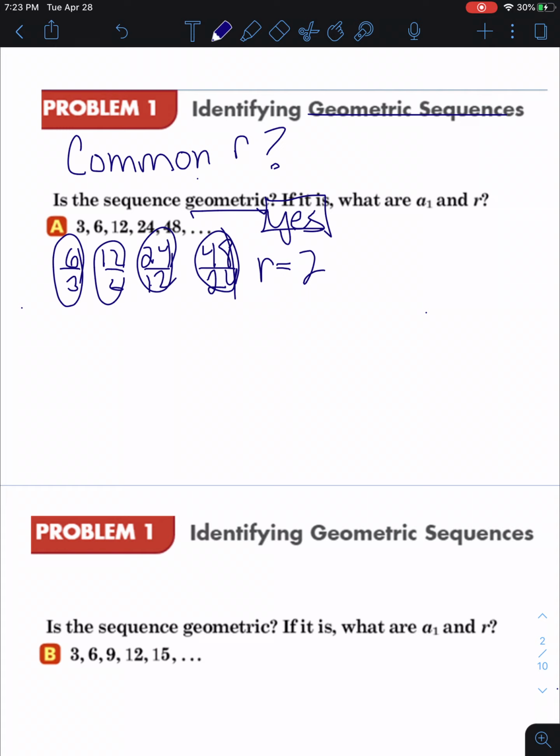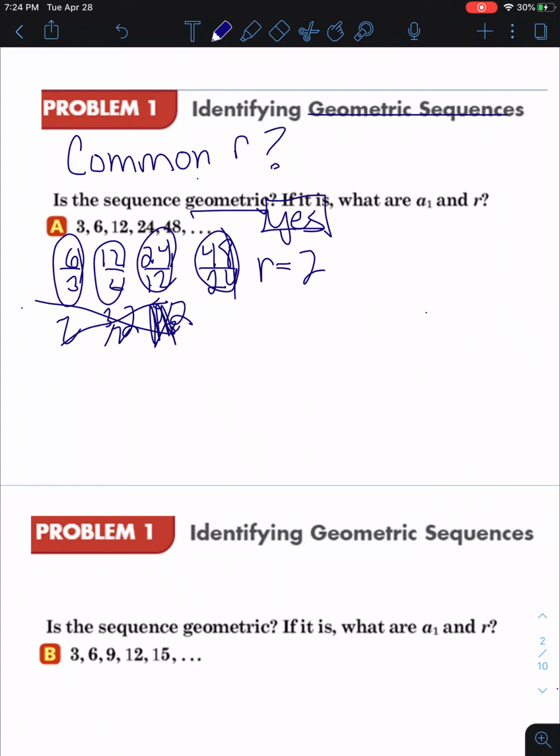If this was 2, and say this was 3 halves, and this was 5 halves, and something like that, and these were all changing, then it would not be geometric. But they're not. They're all 2s. 2 and 2 and 2.